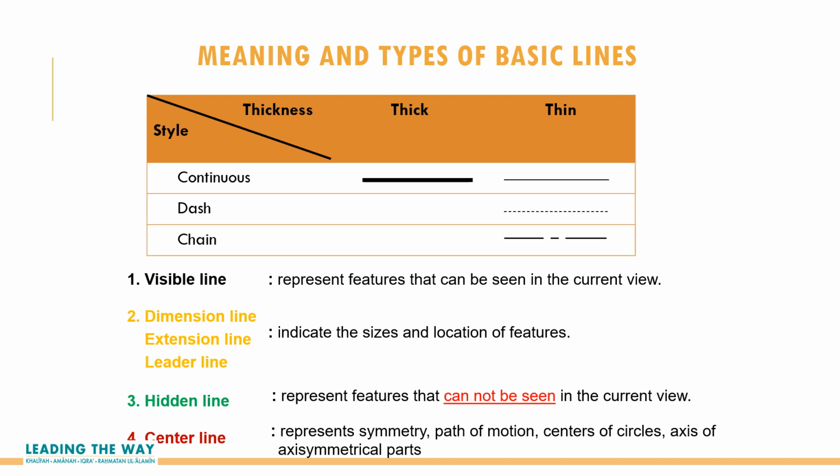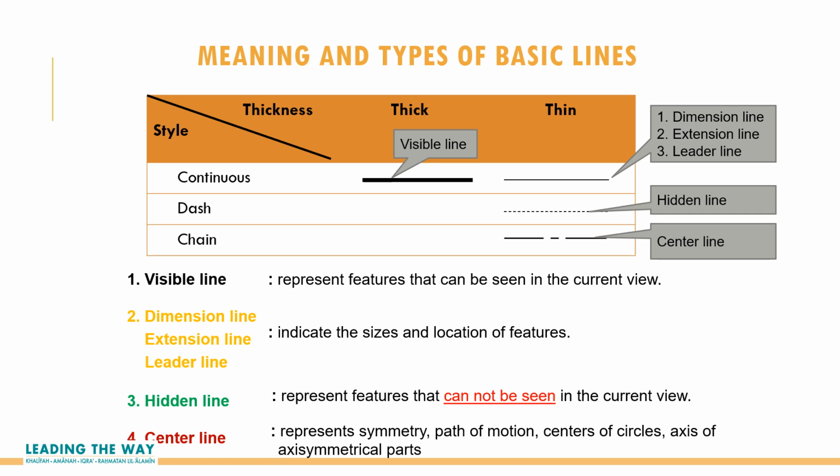Another part that you have to know in engineering drawing will be the lines, the basic lines that we have in the engineering drawing. There are continuous thick line and continuous thin line. Then they have dash and also chain line. So what's the meaning of these lines? For the continuous thick line, it is called the visible line, where it represents the features that we can see in the current view. And then the second one is continuous thin.